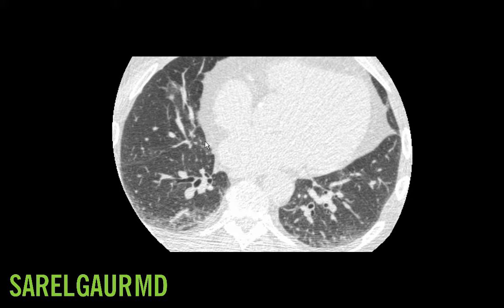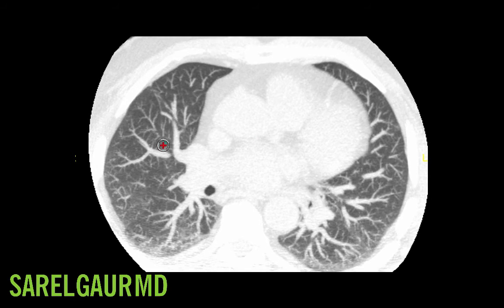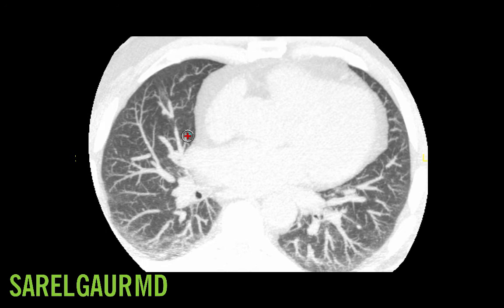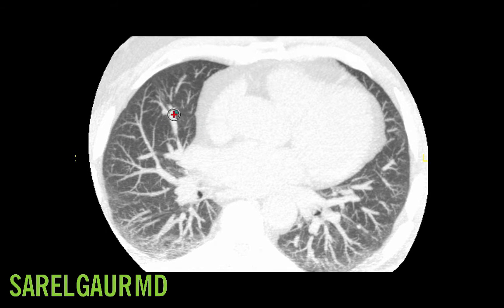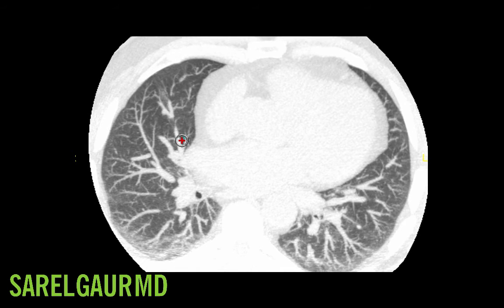So how can I make it easier to see these nodules? Well, I can use MIPS. So now I'm using 8 millimeter thick MIPS. I'm scrolling down in the same area, basically looking in the same direction. And now you can see that nodule. It picks up as an area of round density amongst all these branching linear vessels. So it makes it a little bit easier to see that nodule.